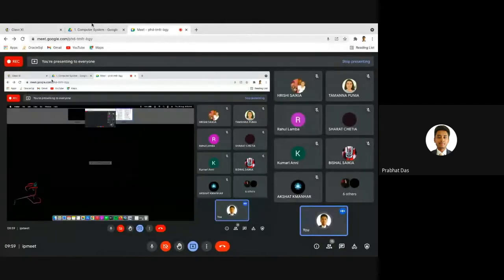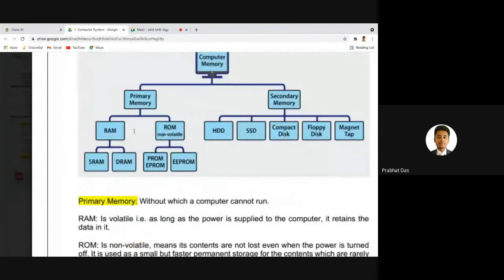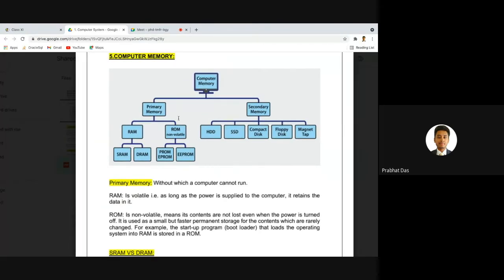Okay, so in the last class we already discussed RAM, and in today's class we'll be discussing ROM. ROM is basically read-only memory, or we can also classify it as non-volatile memory. The reason why we have a read-only memory rather than a read-write memory is that, in order to start a computer, or to load the operating system into the RAM, we will require some prerequisite programs.